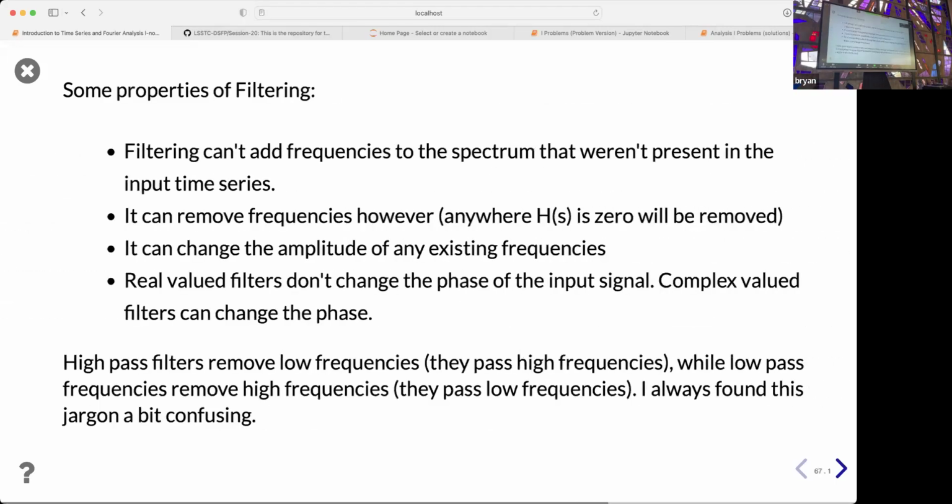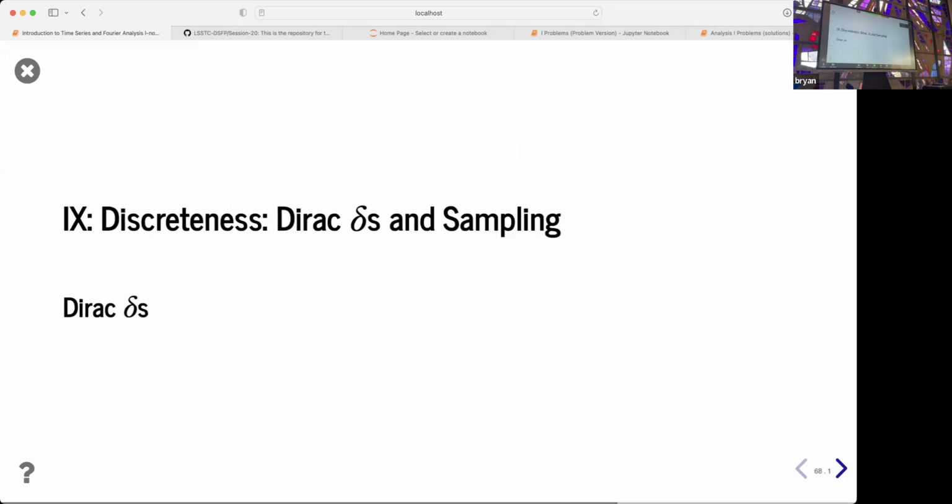Okay. Are there other questions about filtering? Okay.